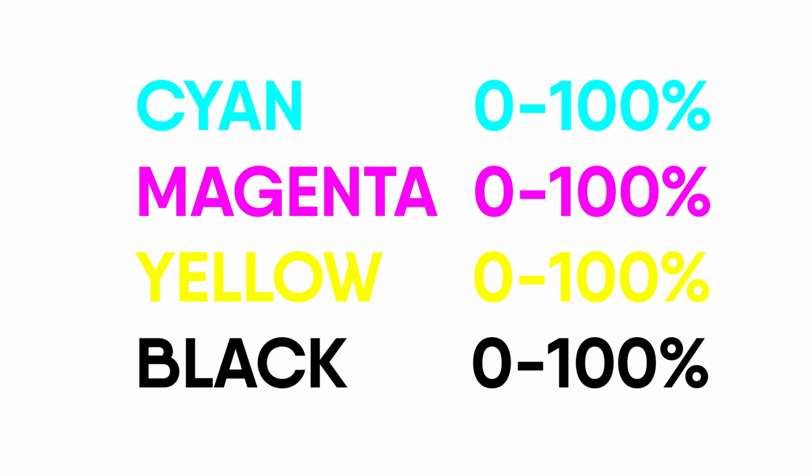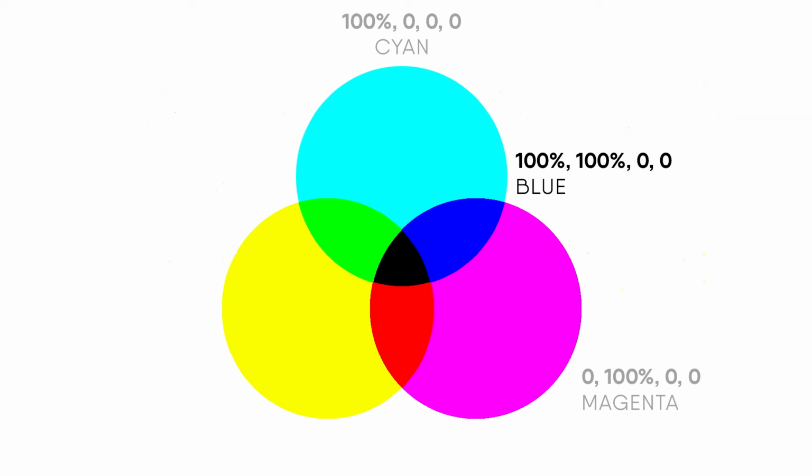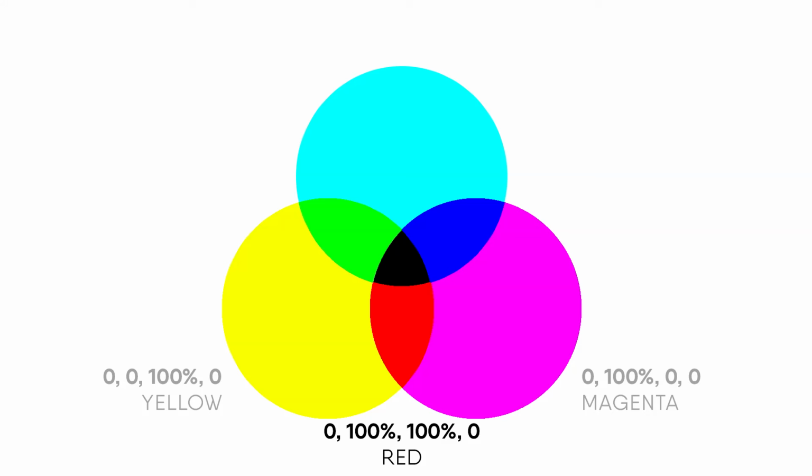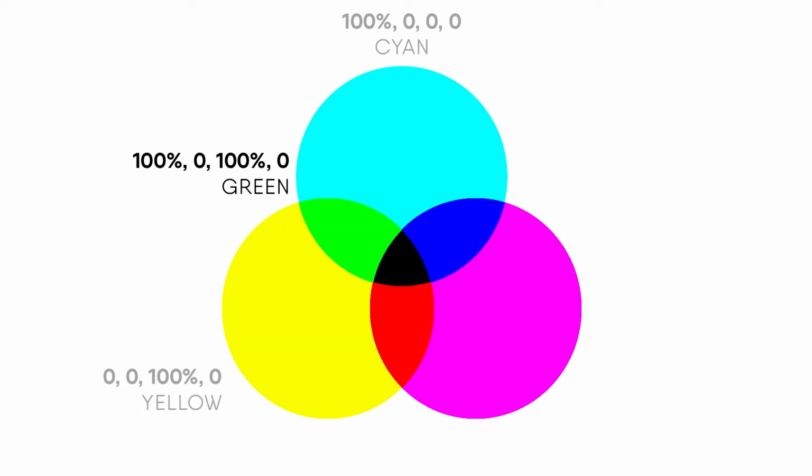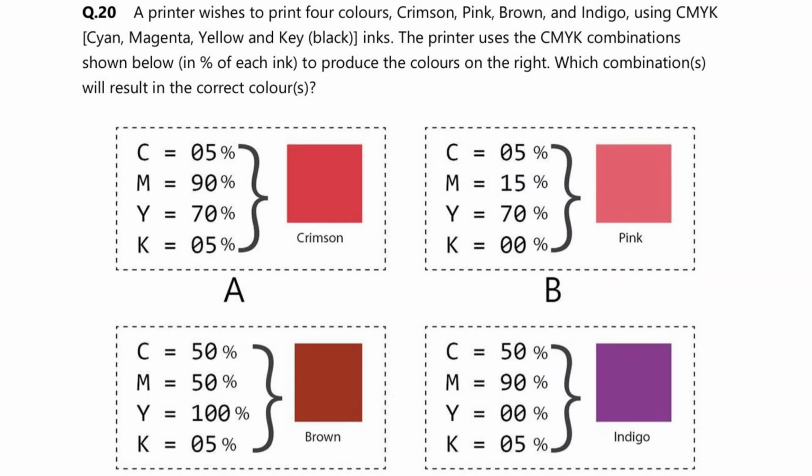Each component of CMYK ranges from 0 to 100%. Combination of cyan and magenta, that is 100%, 100%, 0, 0 will form blue. Similarly, magenta and yellow will form red. And cyan and yellow will form green. You will more commonly find questions in CEED and UCEED from this model.